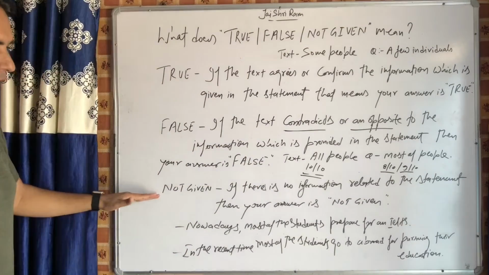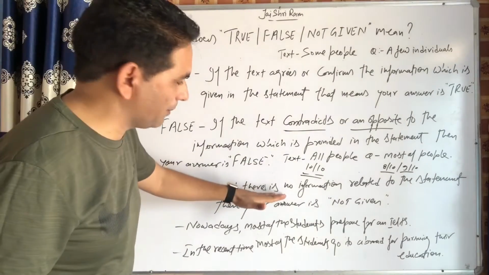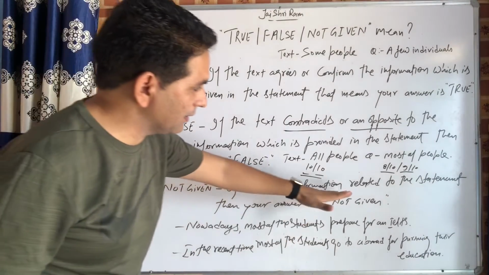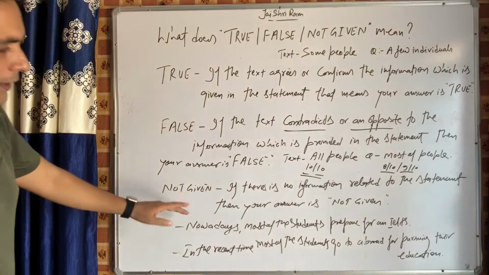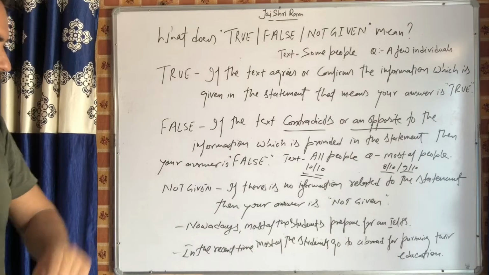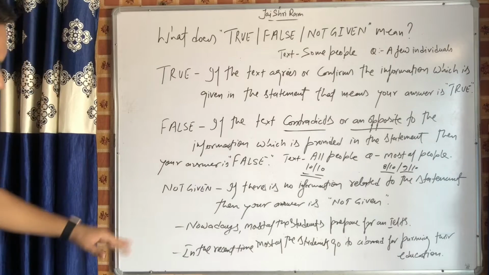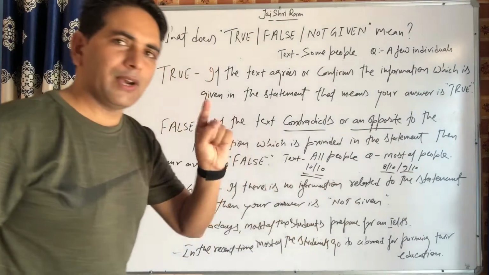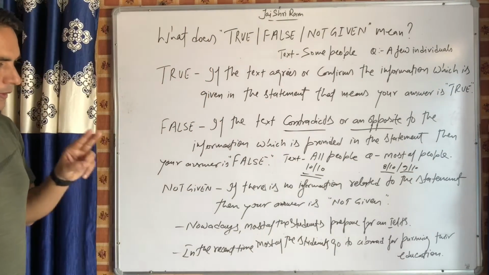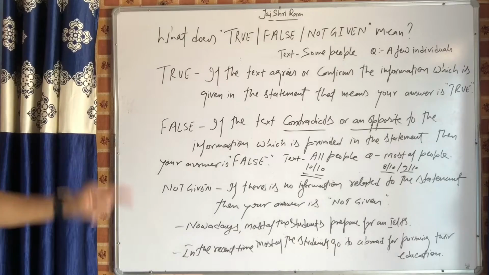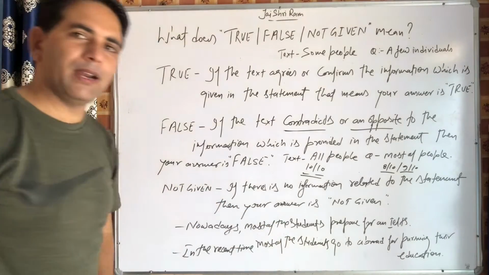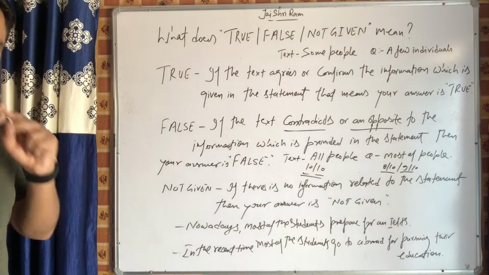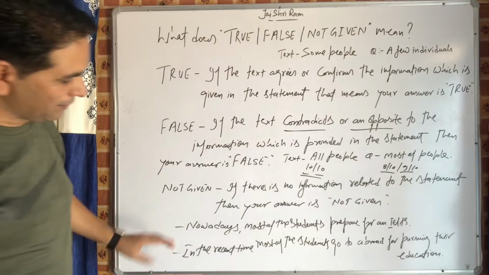Next one is not given. If there is no information related to the statement, then your answer is not given. You can see one more example. Nowadays most of the students prepare for an IELTS. Here in your text we are talking about most of the students preparing for an IELTS, and in your question or statement you can see the recent time.